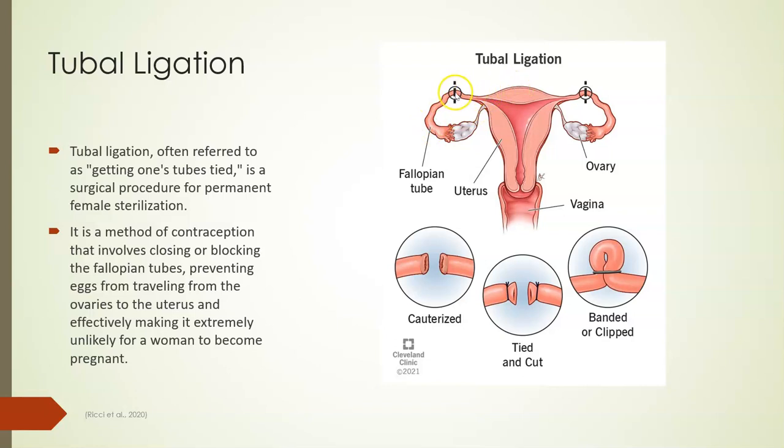Now, if we have a tubal ligation where the tube is either cauterized, or cut and tied, or banded or clipped, that means the sperm cannot go up to fertilize the egg. Hence, this is one of the most effective ways of preventing pregnancy. So it's called tubal ligation. Some people call it tube tying. All right.